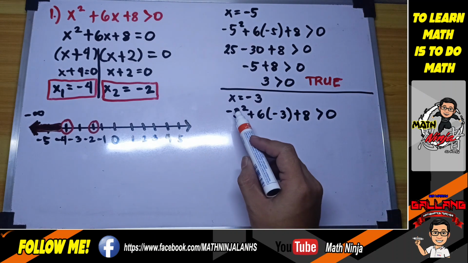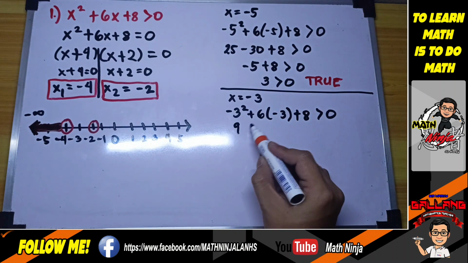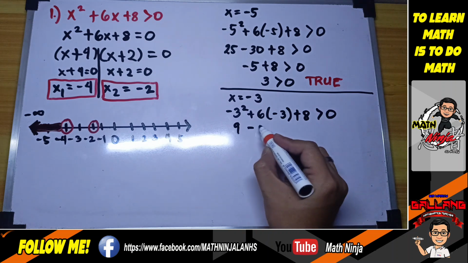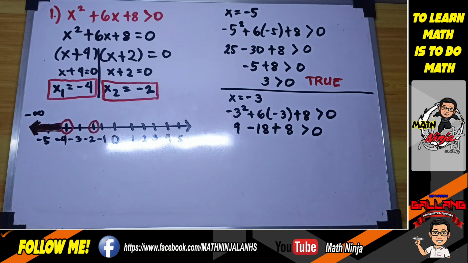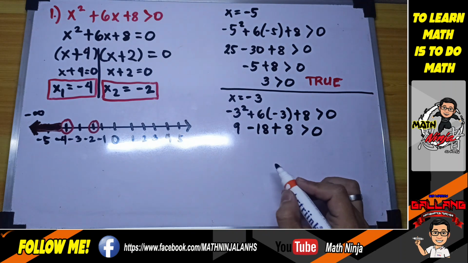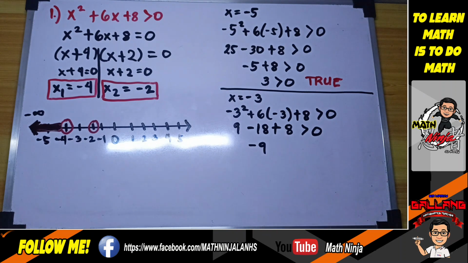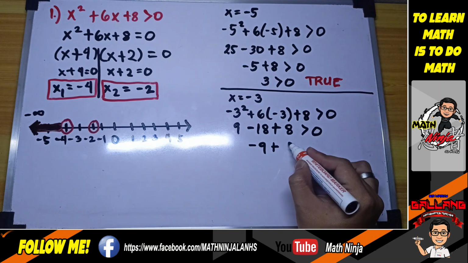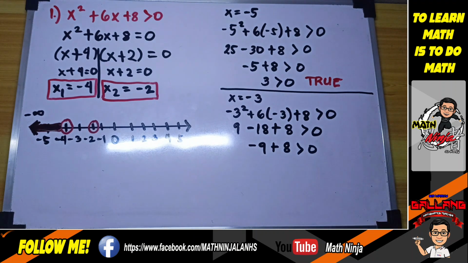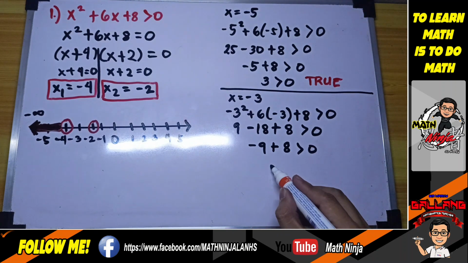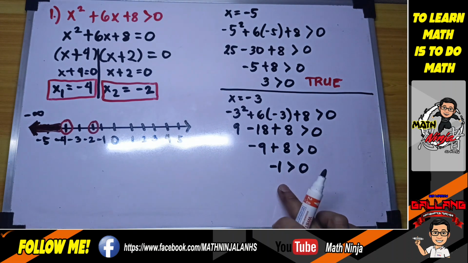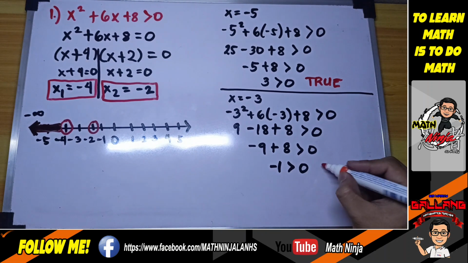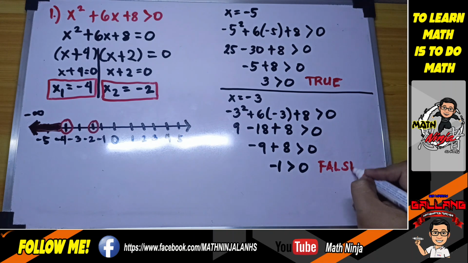Simplify lang natin. Negative 3 squared is positive 9. Positive 6 times negative 3, the answer is negative 18. Plus 8 is greater than 0. Okay? So, 9 minus 18, the answer is negative 9. Plus 8 is greater than 0. So, negative 9 plus 8, the answer is negative 1 is greater than 0. Okay, so as you can see, ang final answer natin dito is negative 1 is greater than 0, which is false.